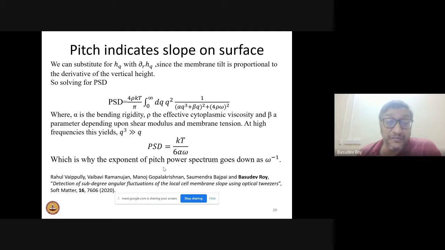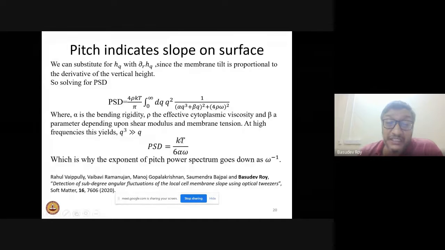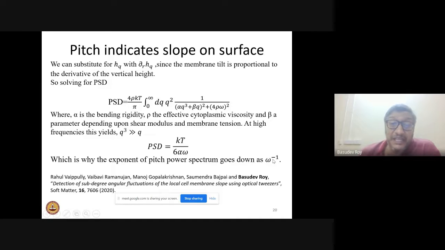Our colleague Manoj Gopalakrishnan in my department actually calculated this. He showed that this power spectral density is now kBT divided by 6 times the bending rigidity of the membrane times omega. You can see this is omega to the power -1. I showed the data a little while back; it shows omega to the power -1, so it's kind of correct. The slight deviation from that, about 1.2, is because of the finite size, the finite resolution of the probe. So it does change a little, it deviates, but that's because of the probe radius.